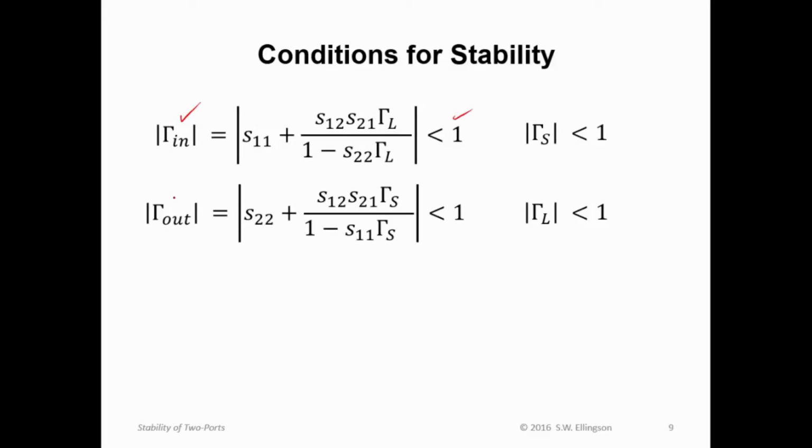We require that the magnitude of the output embedded reflection coefficient also be less than 1. Now, we also have another constraint. In order to be sure that we're stable, we also specify that the source and load impedances are such that their associated reflection coefficients are less than 1. In other words, it's too much to ask for any two-port to remain stable if the impedances it sees as its input and output are not themselves apparently stable. So we also have these conditions.